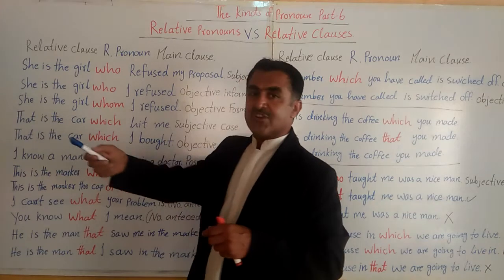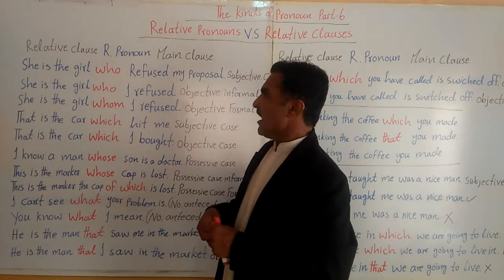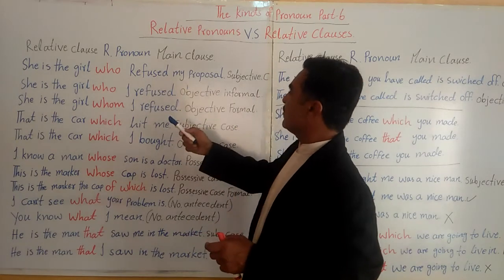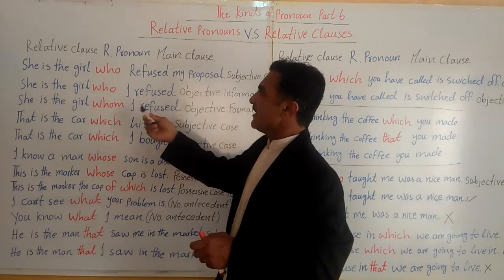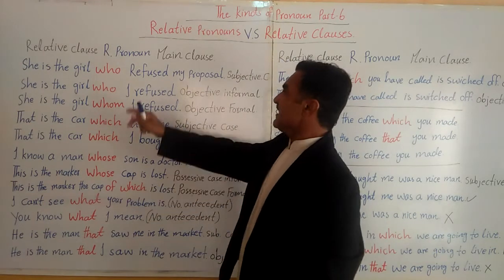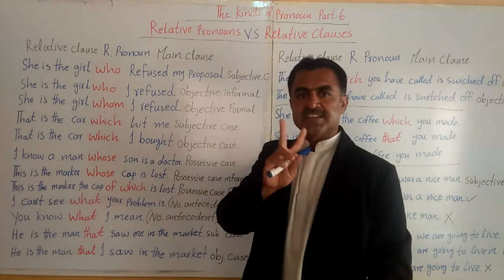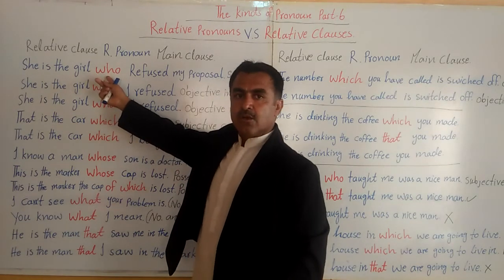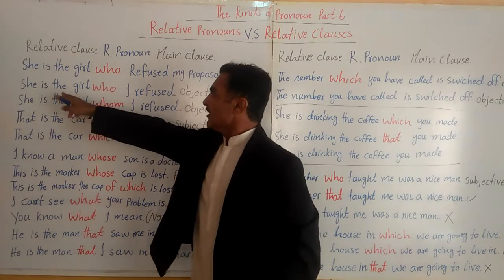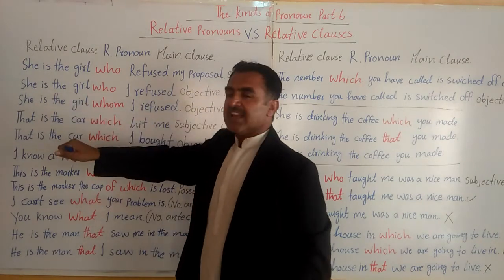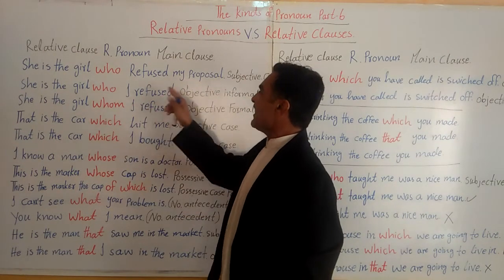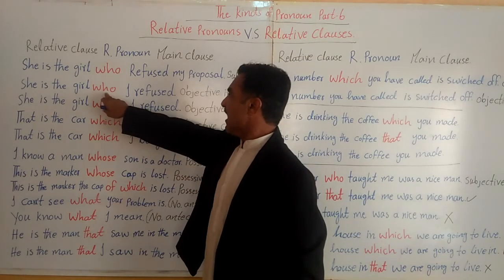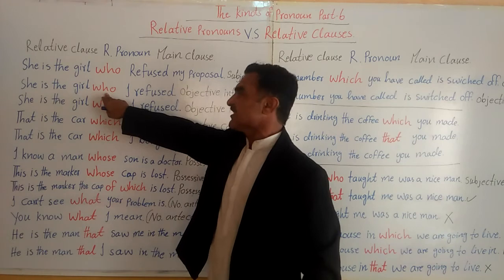She is the girl. Now it's a sentence, I mean a clause, a piece of a sentence. She refused me. She is the girl, one sentence. She refused me, second sentence. Now these two sentences have been connected by this relative pronoun. Look at this sentence now. She is the girl, again a sentence. I refused her. Now again, these two clauses have been connected by this.